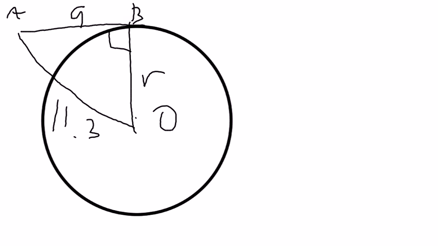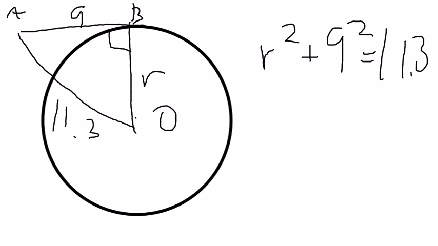So this is a right triangle. We have r squared plus 9 squared equals 11.3 squared. Because it's a right triangle, you just use the Pythagorean theorem. You just have to work it out, and you're going to end up with the radius being 6.8.